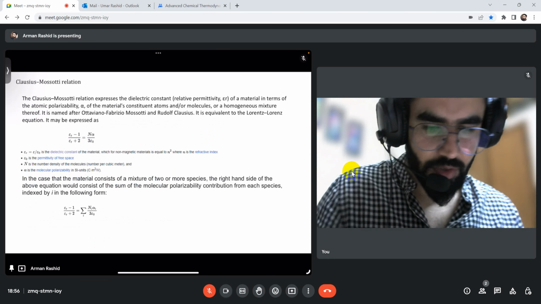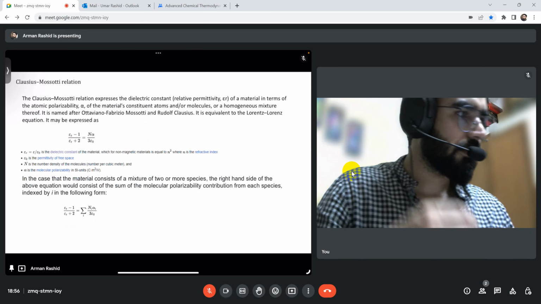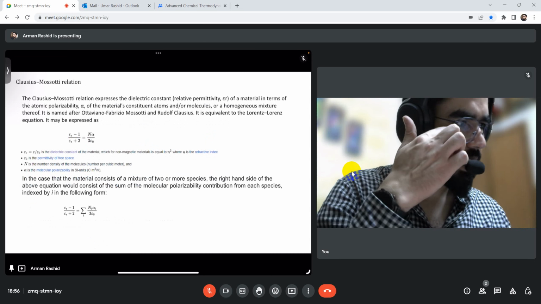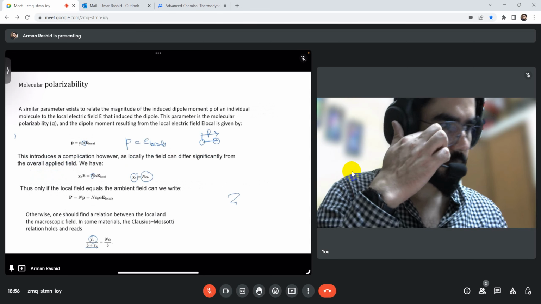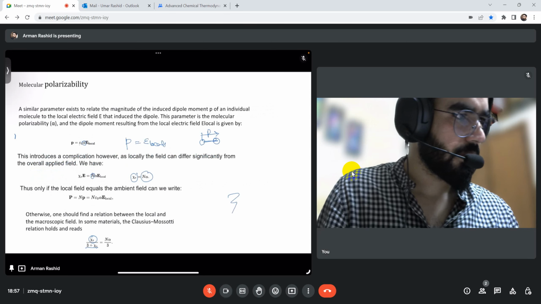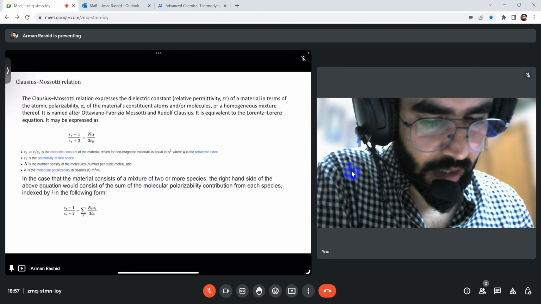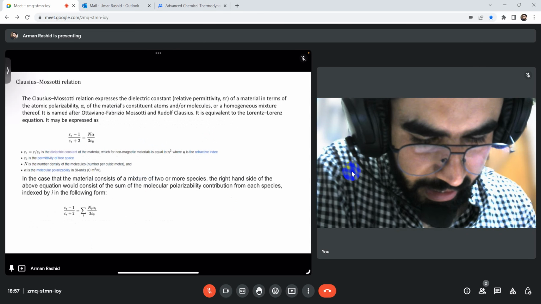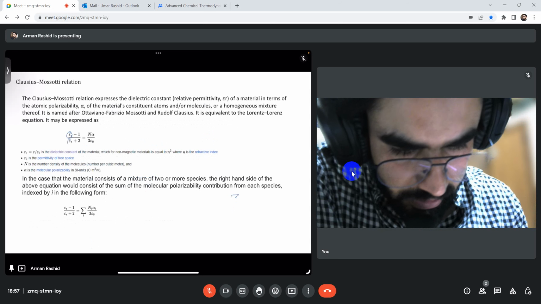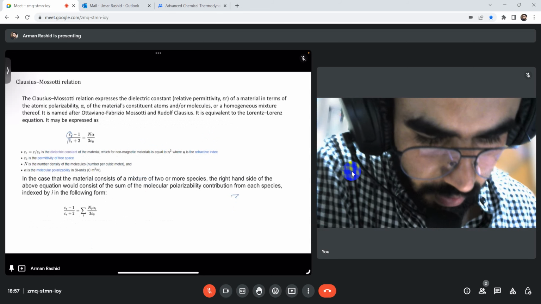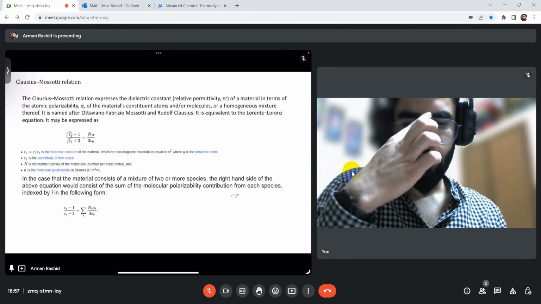Okay, so we'll talk about the Clausius-Mossotti equation. This Clausius-Mossotti equation expresses the relation between the dielectric constant, that is chi e, and the molecular polarizability, that means molecular polarizability or alpha.